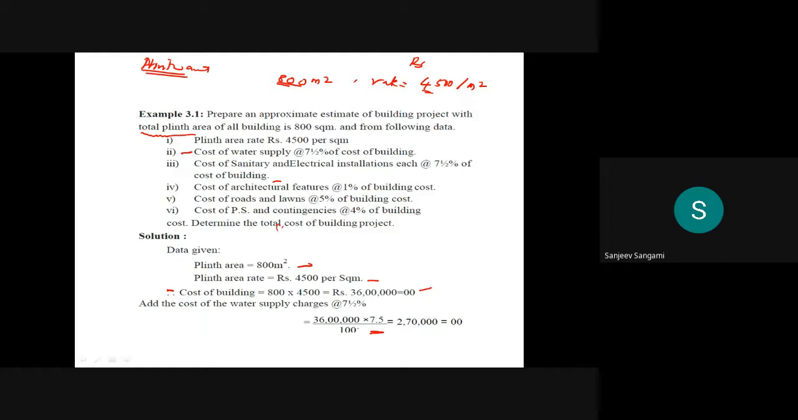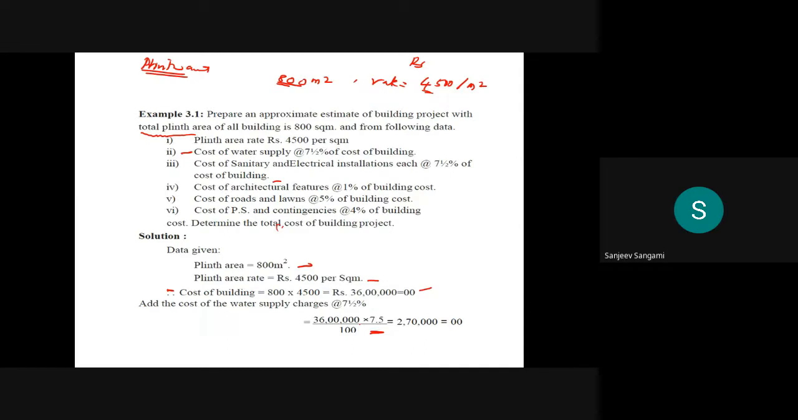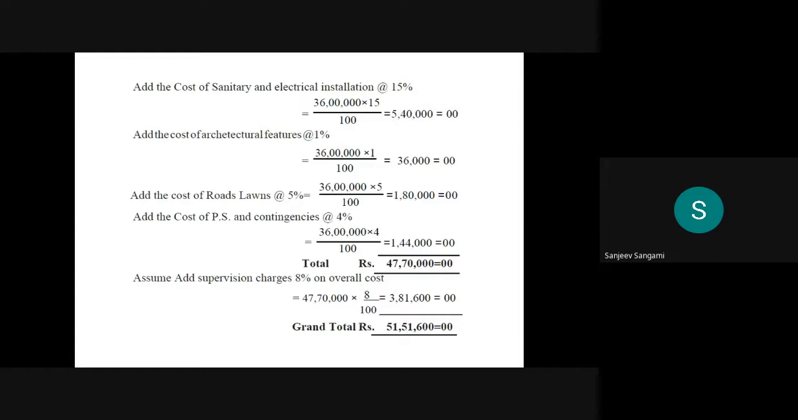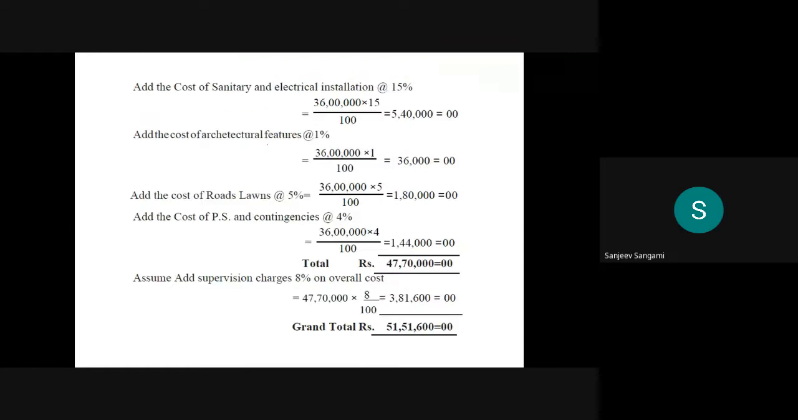So 7.5 divided by 100, then you get 2,70,000 rupees that you are taking for the water supply charges. Then they add the cost of the sanitary and electrical installations. In this problem it is actually 7.5, so this has to come as 7.5.